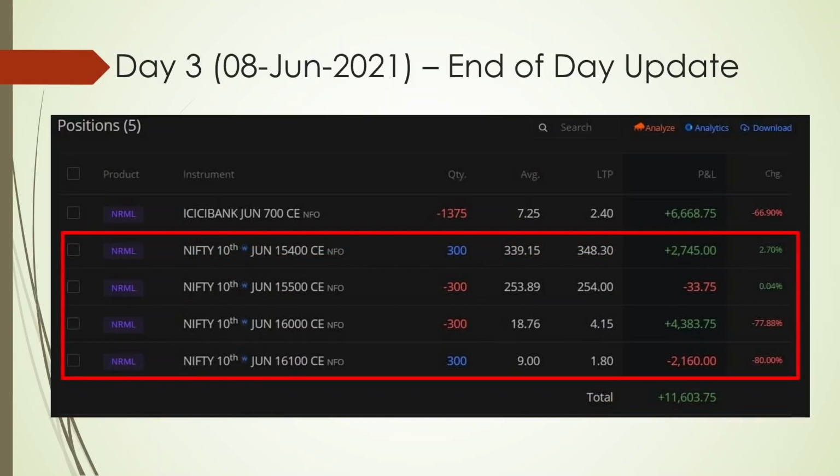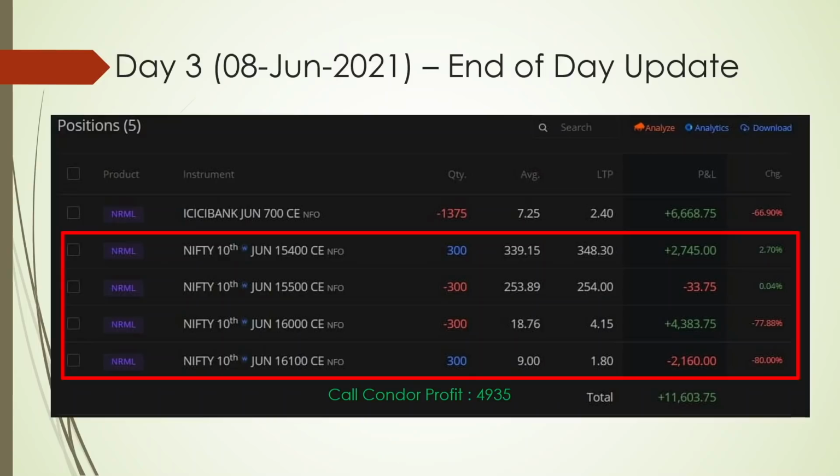So now the market is still going nowhere. This is what I was expecting. The market is not moving anywhere and it is still well within our 15,500 and 16,000 strikes. So the call condor is doling out profits every day.